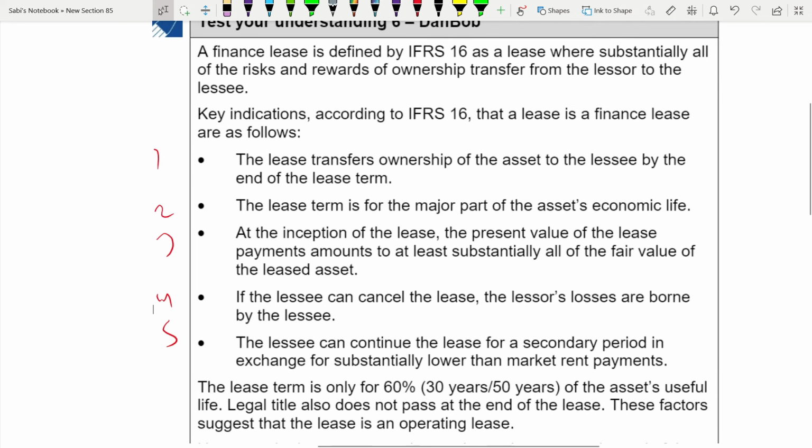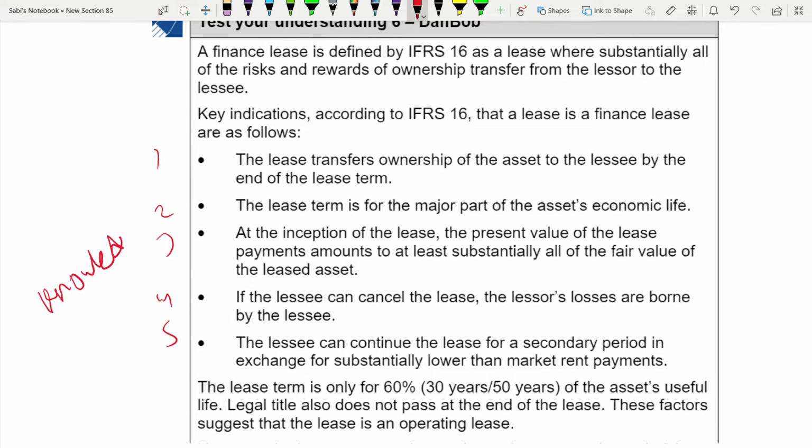The first one explains ownership has to be transferred. Second says the lease term should be a major part of the asset's economic life. Third, the present value of the lease payments should be substantially all of the fair value of the asset. Fourth, if the lessee cancels the lease, the lessor's losses are borne by the lessee. And fifth, the lessee can continue the lease for a secondary period at a rent substantially below the market rate. So this is your knowledge part.